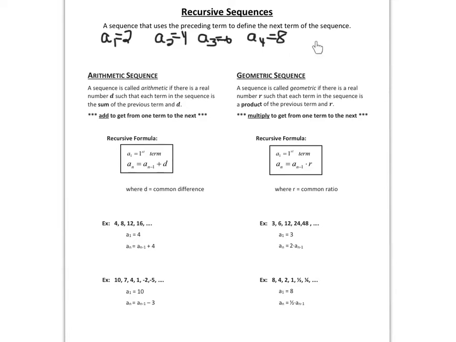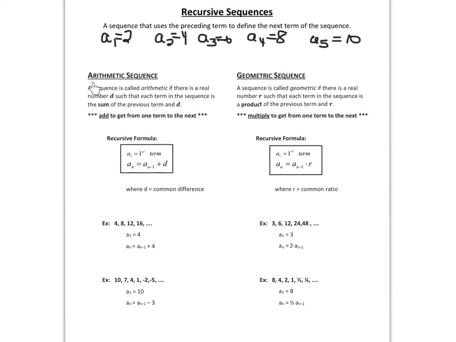If you wanted to find the fifth term, you could see the pattern. We're just adding 2 to get from one term to the next. So if you wanted to find the fifth term, you would just add 2 more, and we would get A sub 5, the fifth term, which is equal to 10. Now we're going to talk about 2 different types of recursive sequences.